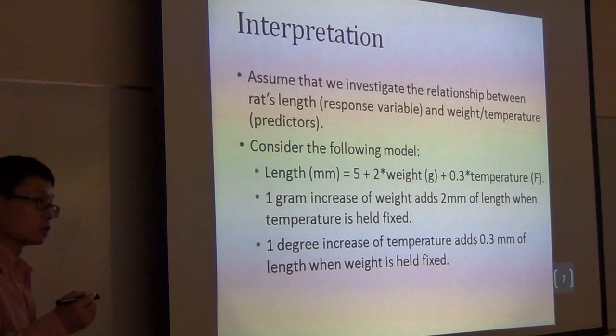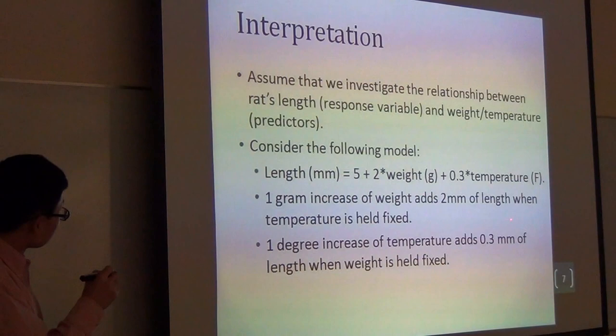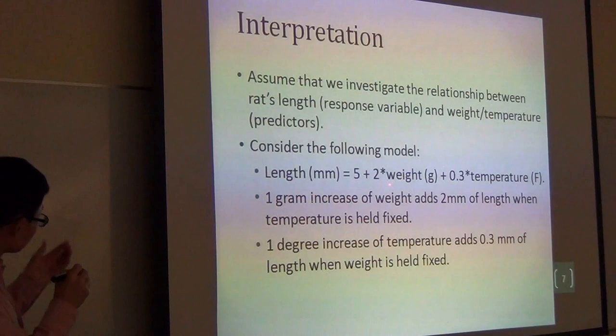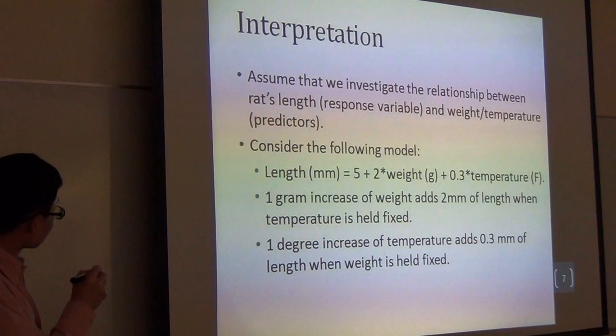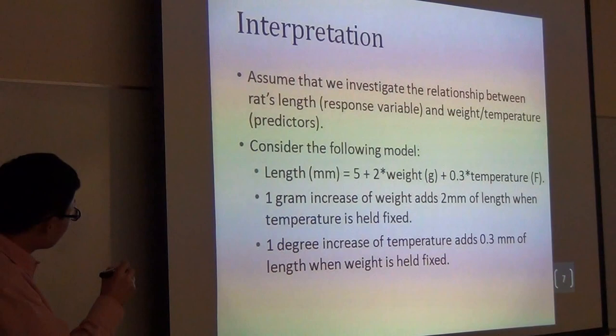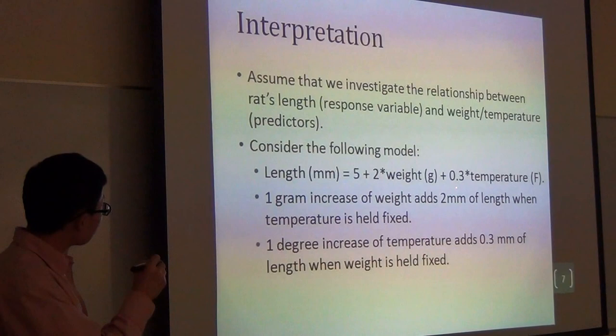Then how can you interpret the results? When the temperature is held fixed, if weight increases by 1 unit, which is 1 gram, then the length, the response variable, will increase by 2 millimeters. The temperature is the same. When the weight is fixed, if the temperature increases by 1 unit, then length will increase by 0.3.